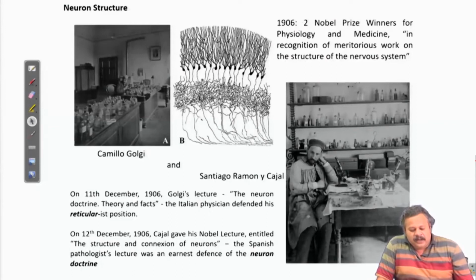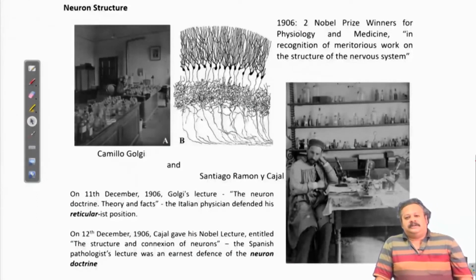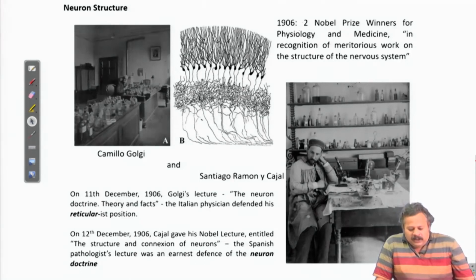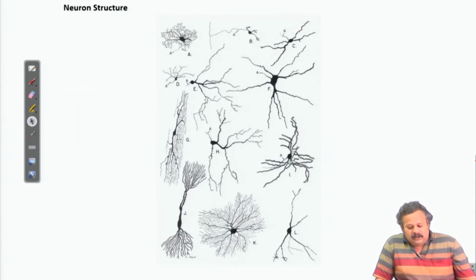Later on we know that indeed Ramon y Cajal was correct, but that took a lot of work. Finally, with electron microscopy, when we could look at separate synapses between neurons, which are the points at which neurons connect to each other, only then was the idea of the neuron doctrine clearly established. So we will go on to look at what the morphology of neurons looks like.